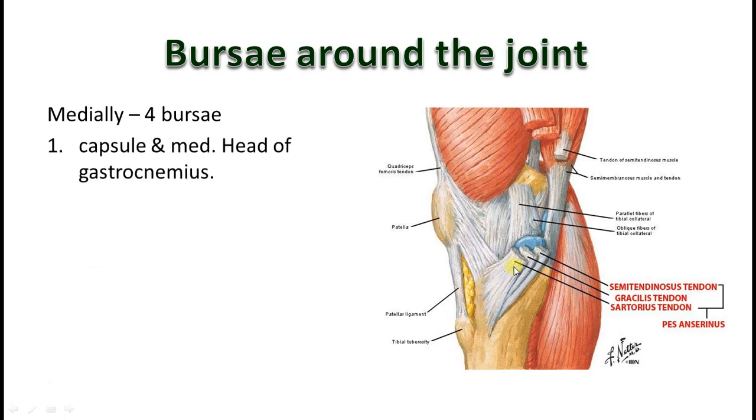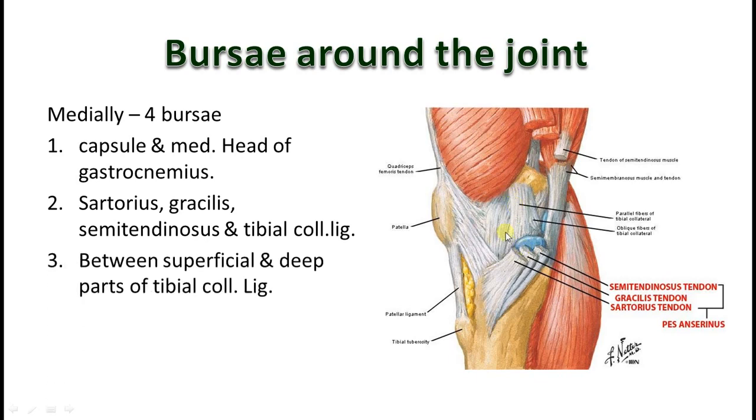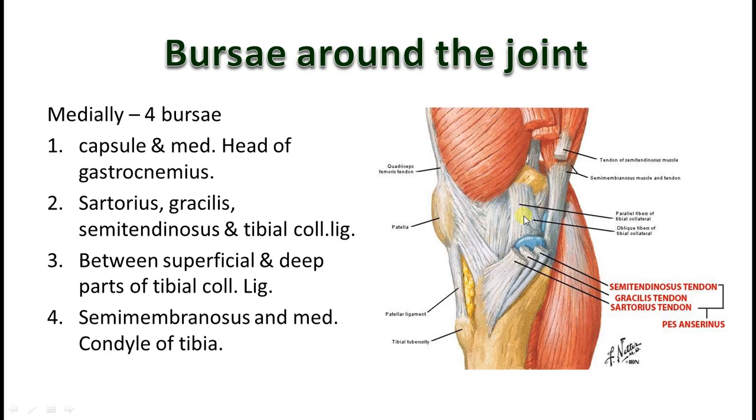Okay, so between the medial head of gastrocnemius and the capsule, there is the bursa anserina, which you see on the medial side of the upper end of the tibia. Between the gracilis, sartorius, and semitendinosus, and between the superficial and deep parts of the tibial collateral ligament, you have one bursa, as I told you, and the other one will be between the semimembranosus and the medial condyle of tibia. So laterally four bursae we have seen, medially four bursae we have seen, and even anteriorly we have seen four bursae: one suprapatellar, one prepatellar, and two infrapatellar bursae.